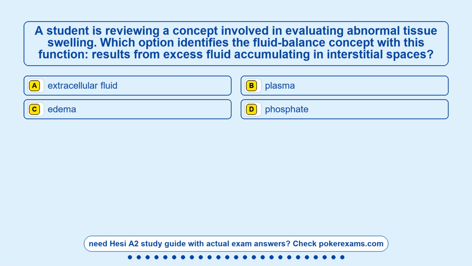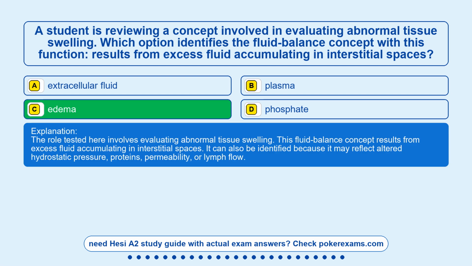Question 10. A student is reviewing a concept involved in evaluating abnormal tissue swelling. Which option identifies the fluid minus balance concept with this function, results from excess fluid accumulating in interstitial spaces? Option A, extracellular fluid. Option B, plasma. Option C, edema. Option D, phosphate. The correct answer is option C, edema.